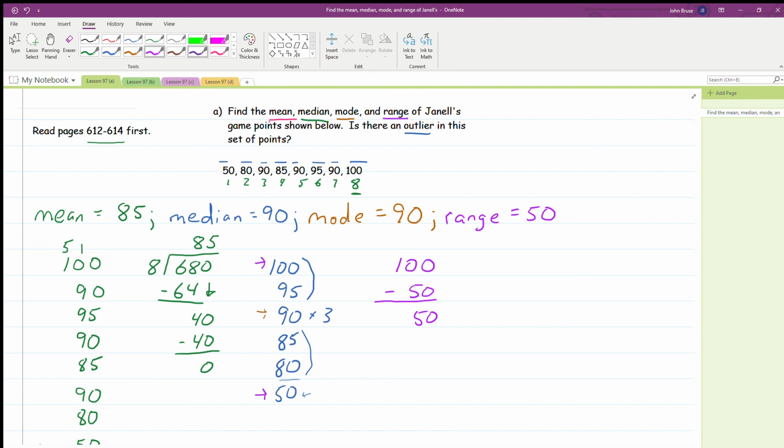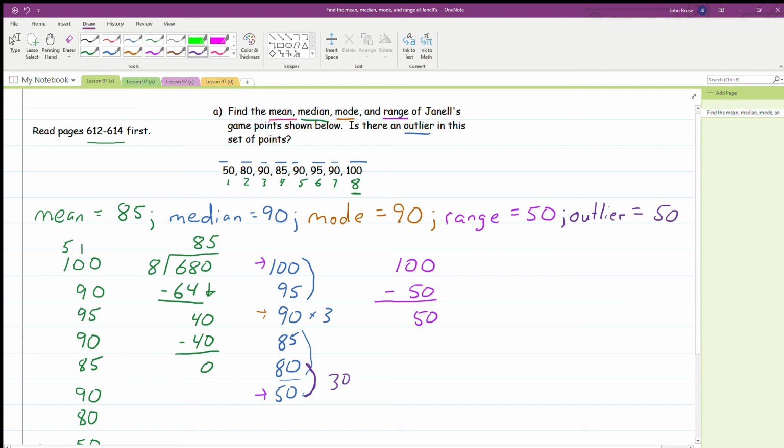And then a moment ago I talked about the outlier. And an outlier is the number that doesn't really fit with the other numbers. It's so far away, it's not very close. Like 80 and 85 are only 5 apart, 85 and 90 are only 5 apart, 90 and 95 are only 5 apart, and 95 and 100 are only 5 apart. The distance from 80 to 50 is 30, so it's an outlier. It's way outside the range of the other numbers. So we're going to write outlier is 50.